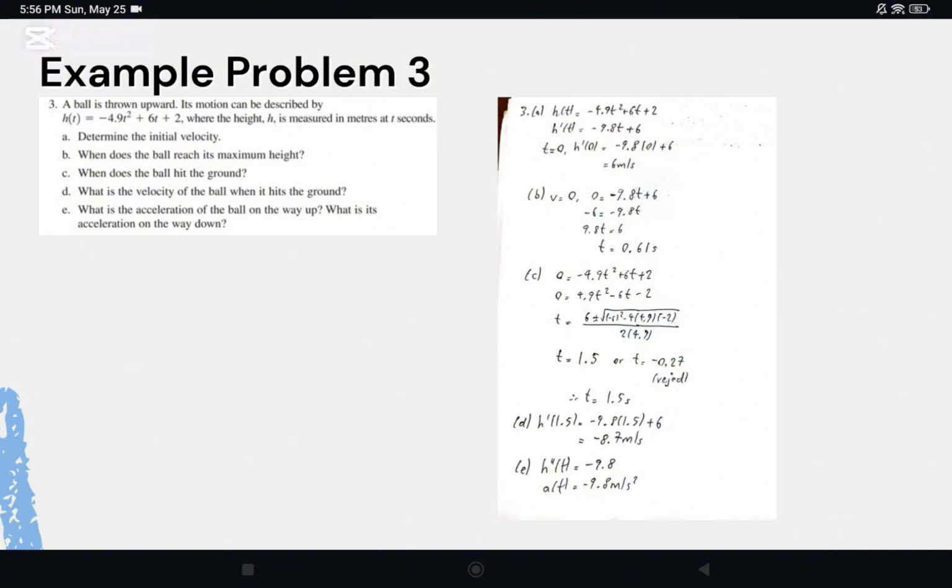For part D, we just substitute the 1.5 in the first derivative of h of t, and we get negative 8.7 meters per second. For part E, we find the second derivative of h of t, and then we get negative 9.8 meters per second squared for acceleration.